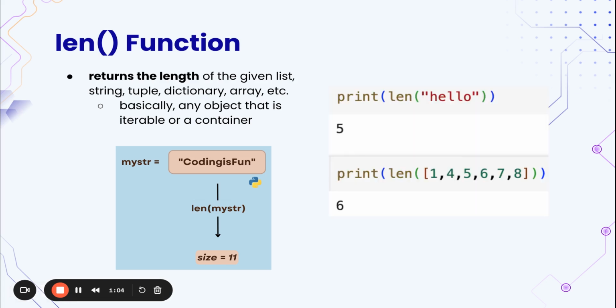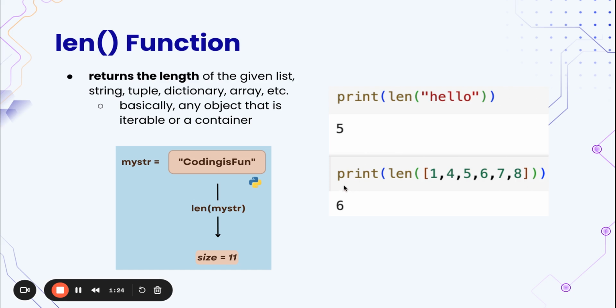Here are some more examples. We would like to print the length of "hello". Let's count the number of characters. 1, 2, 3, 4, 5. 5 gets printed to the console output.